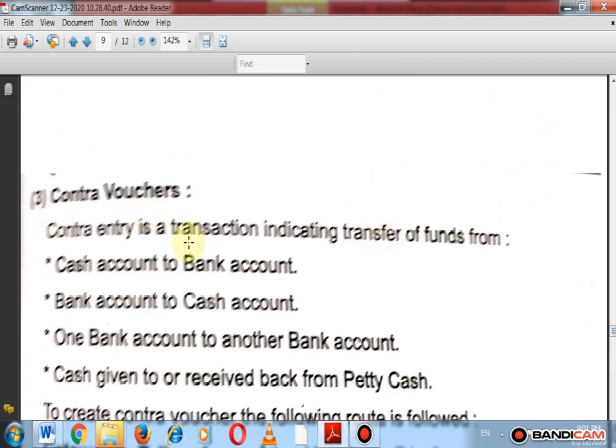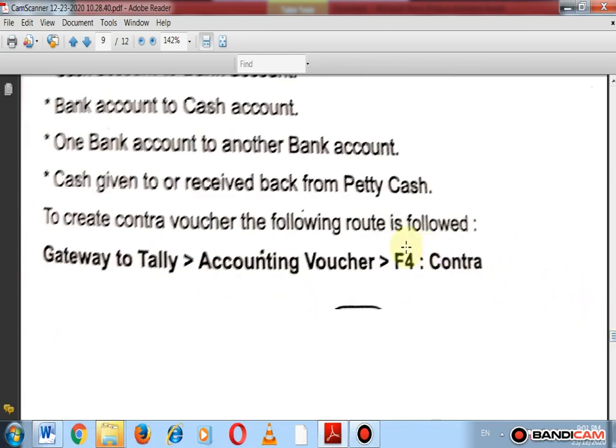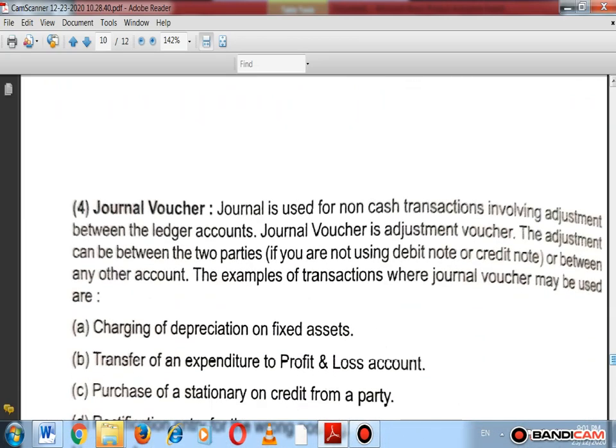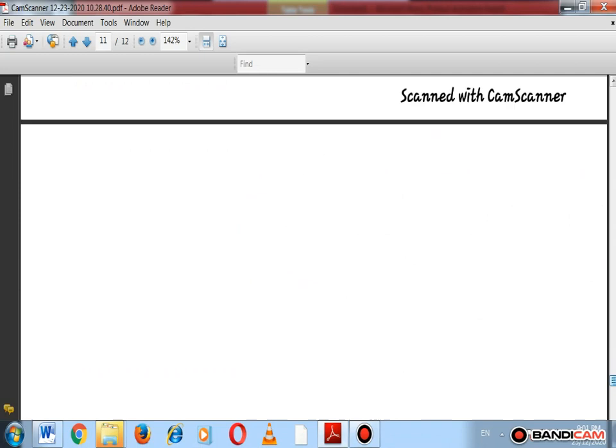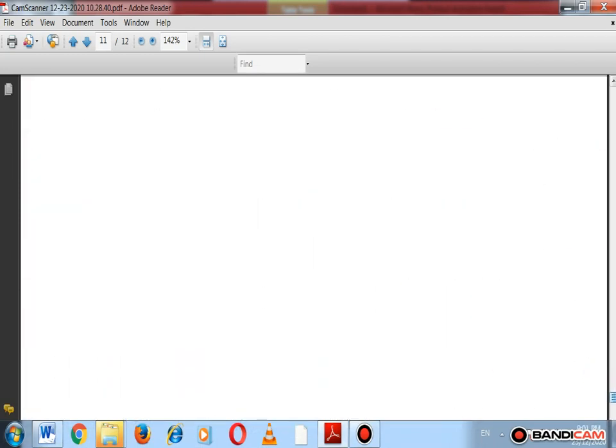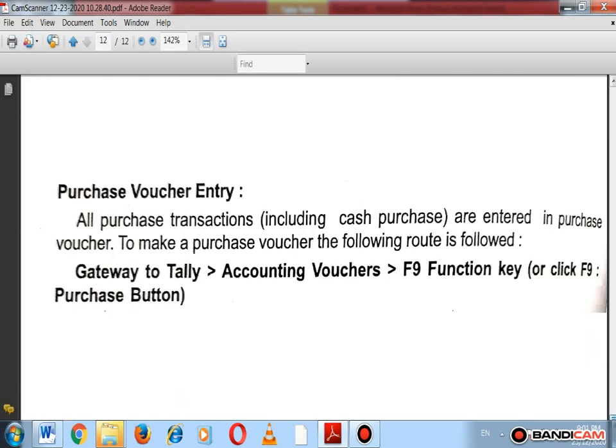For contra voucher, the shortcut key is F4. For journal voucher, the shortcut key is F7. And for purchase voucher entry, the shortcut key is F9. So remember these shortcut keys.